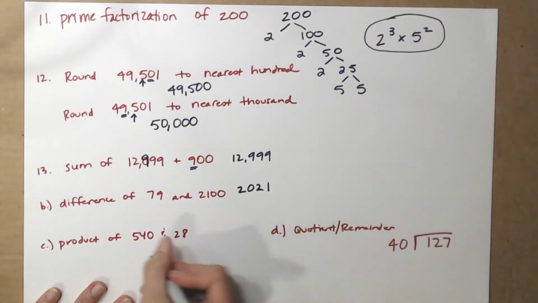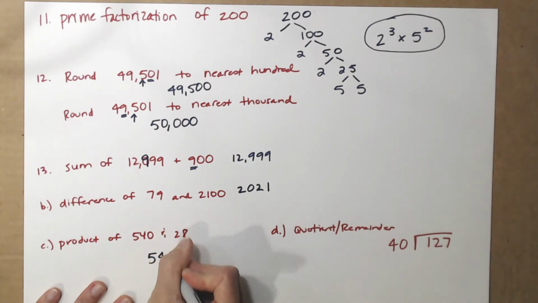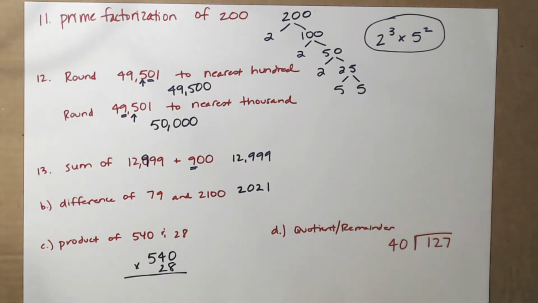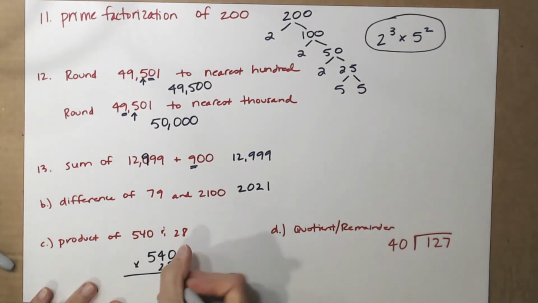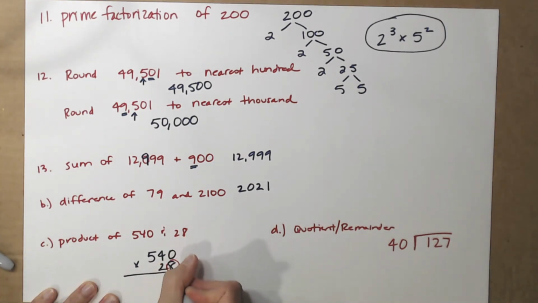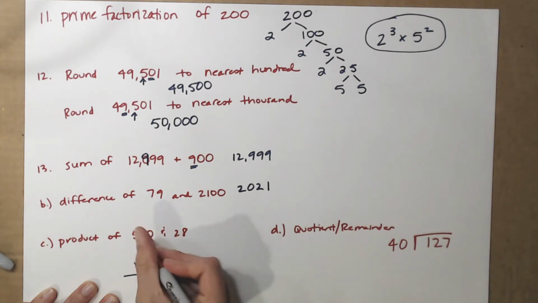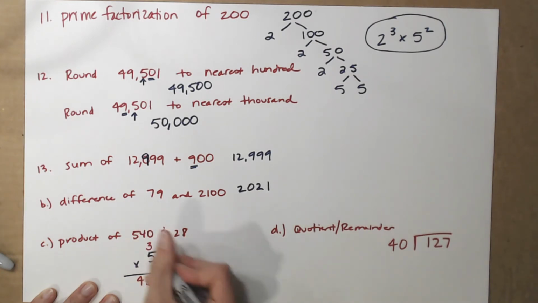C, we're looking for a product, 540 times 28. So here we need to first multiply by the 8. 0 times 8 is 0. 4 times 8 is 32. 5 times 8 is 40, plus 3 is 43.